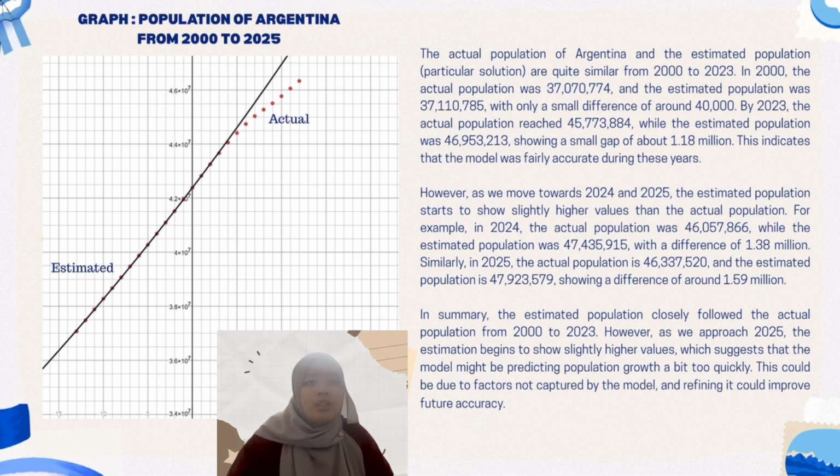So in summary, the conclusion we can make is that the estimated population closely follows the actual population from 2000 to 2023. However, as we approach 2025, the estimation begins to show slightly higher values, which suggests that the model might be predicting population growth a bit too quickly. This could be due to factors not captured by the model, and refining it could improve future accuracy.